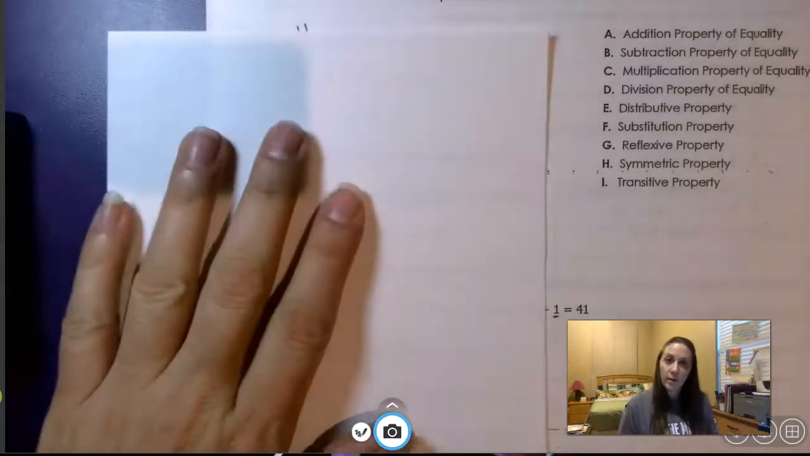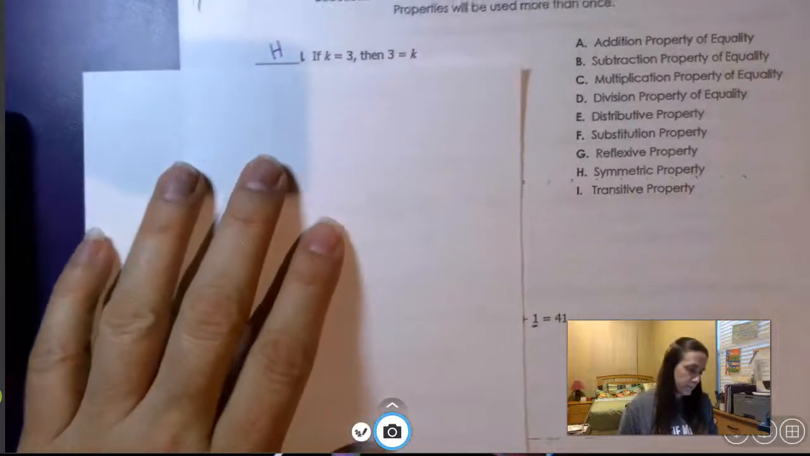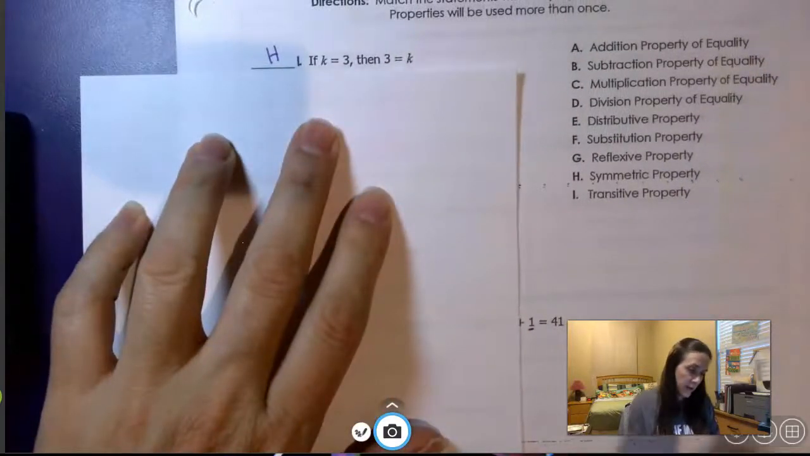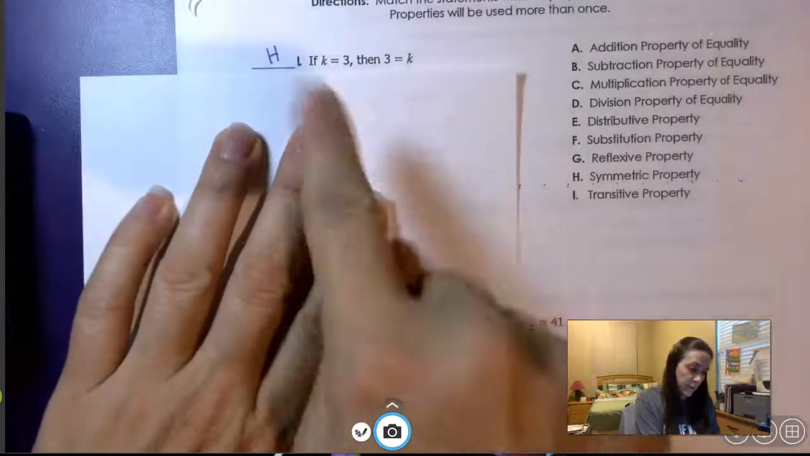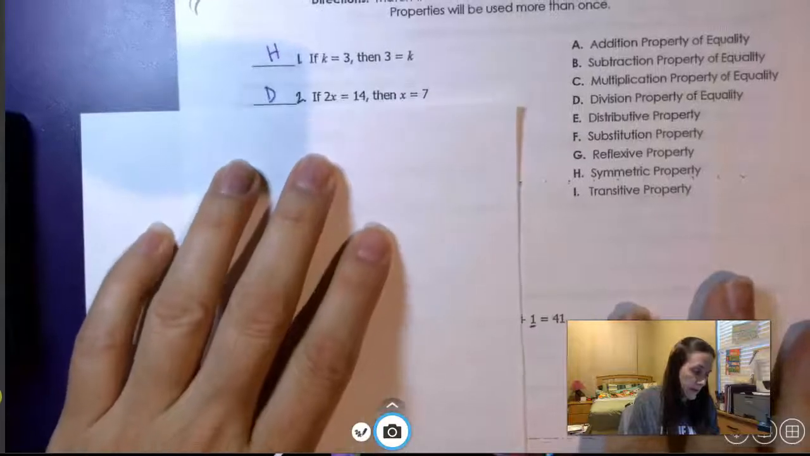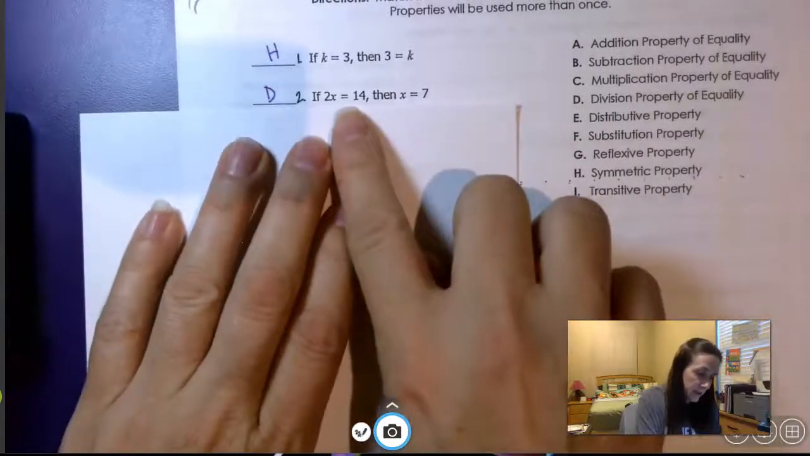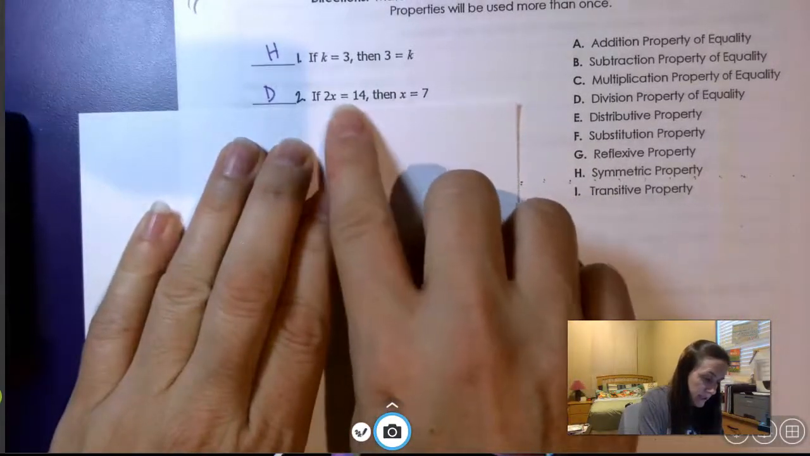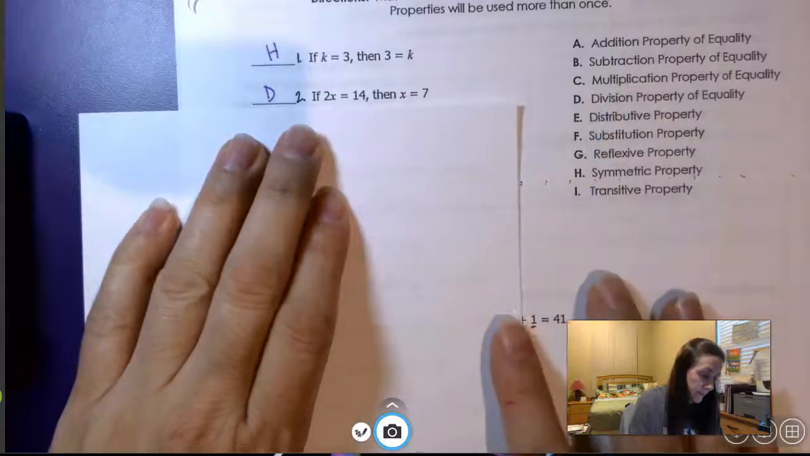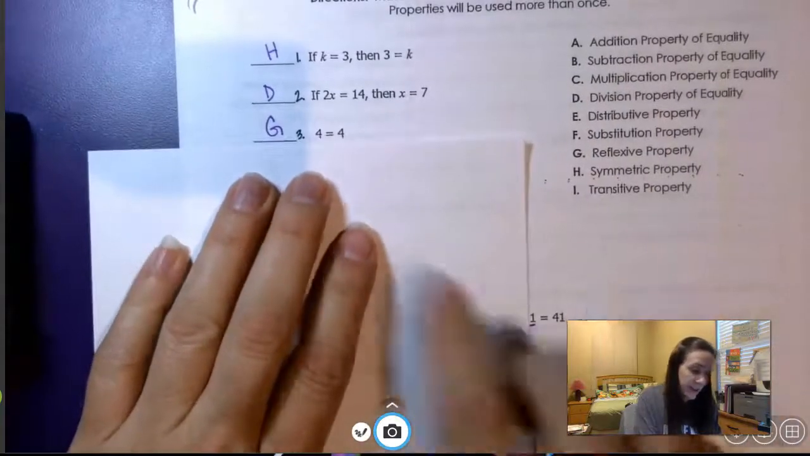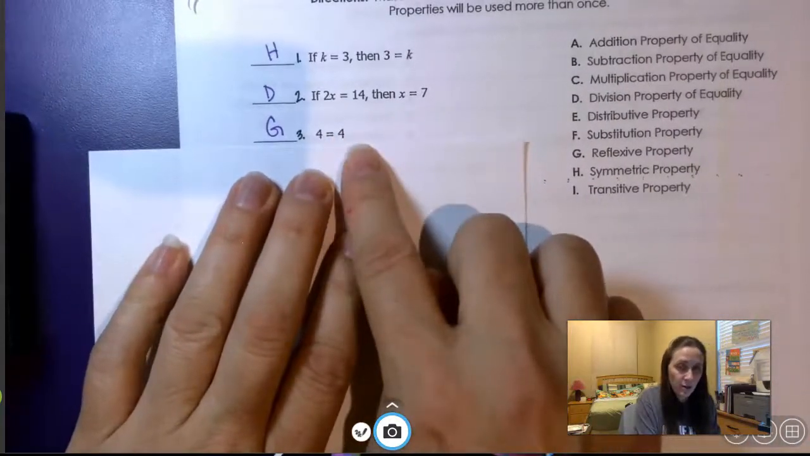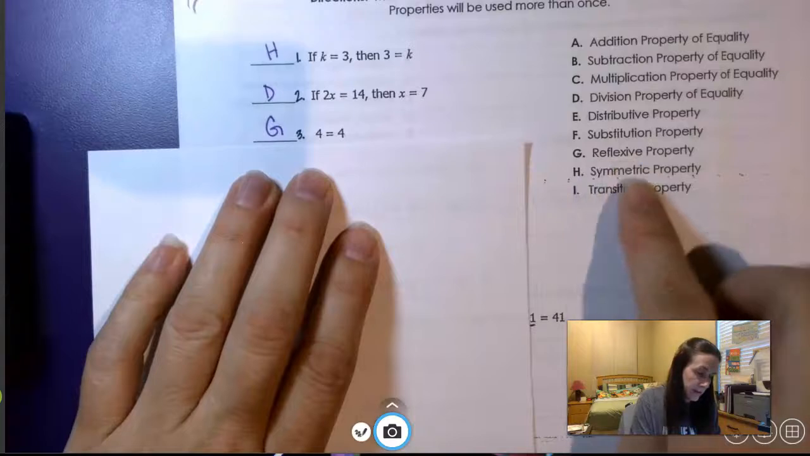So go ahead and fill this in. The first one was H, it was symmetric, where they just flipped. D is division here. You divided both sides by 2, so it was division. Number 3 is the exact same. It's looking in the mirror. That's G, your reflexive.